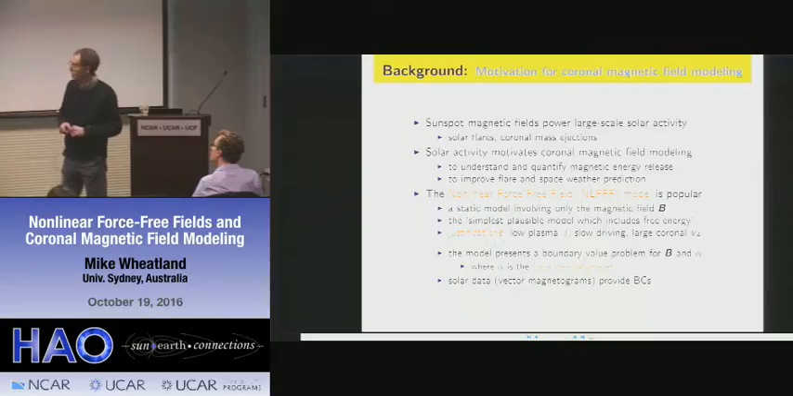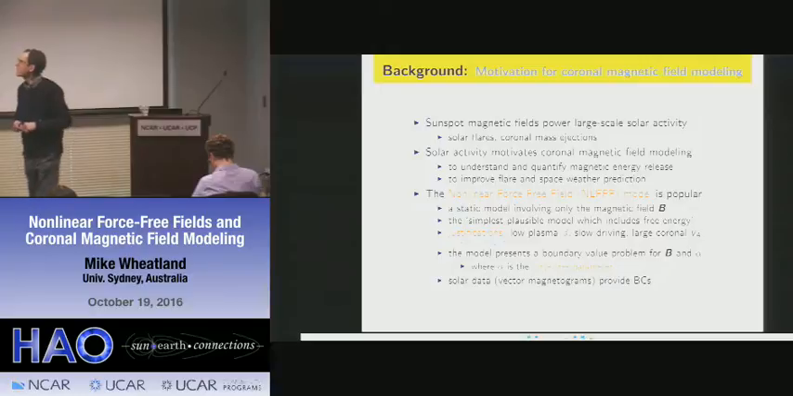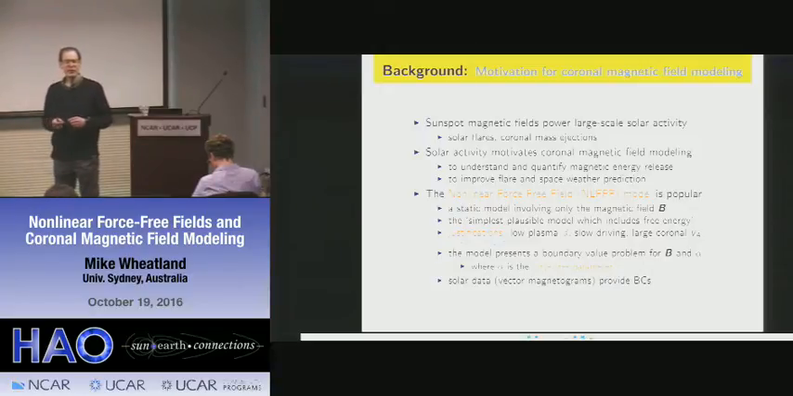Okay, so to motivate the work, why model magnetic fields in the sun's corona? Well, as I think people here know, the strong magnetic fields in and around sunspots on the sun power large-scale solar activity, in particular flares and coronal mass ejections. So that provides a reason for doing this. More particularly, we'd like to understand and quantify the magnetic energy release that occurs in solar activity, and in principle we'd like to improve solar flare and space weather prediction based on that understanding.